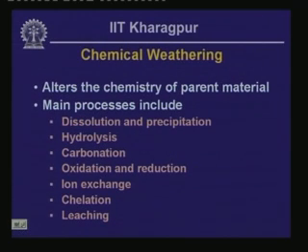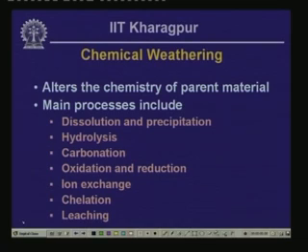Chemical weathering, as the name suggests, alters the chemistry of parent material. And here the main processes that we look at include dissolution and precipitation, hydrolysis, carbonation, oxidation and reduction, ion exchange, chelation and leaching. Okay. Now we have to consider the different classes of reactions that give rise to chemical weathering.